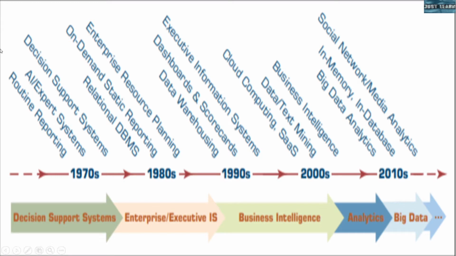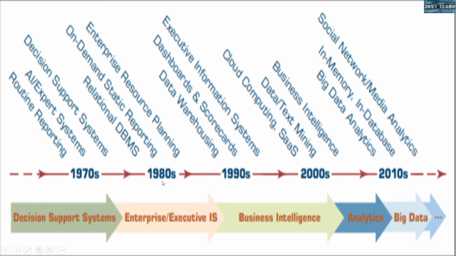So let's discuss the graphical representation of the evolution of decision support. As we can see here, in the late 70s and early 80s, there was a huge transformation of decision support systems to enterprise or executive information systems, which is also known as executive IS. We can see that there were decision support systems, AI expert systems, routine programming, and in the 1970s there were relational databases that can store the data relevant to an organization and its working.